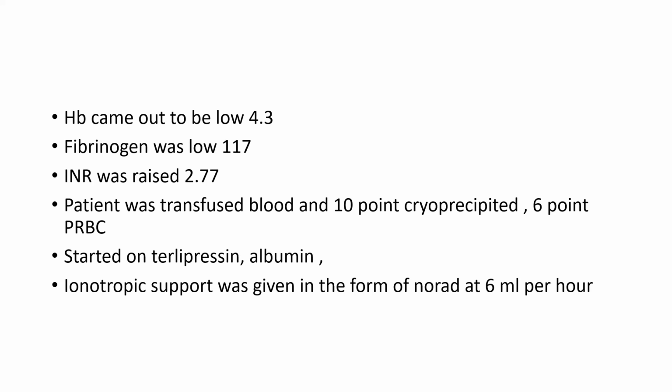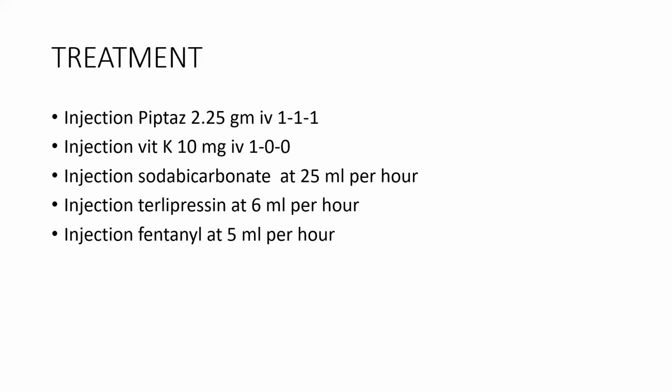In that, HB came out to be 4.3. Fibrinogen was low, that was 117. INR was raised, that was 2.77. So the patient was transfused with blood, 10 cryoprecipitate, 6 PRBC, and we started him on terlipressin and albumin. Inotropic support was started in view of hypotension in the form of NORAD at 6 ml per hour.